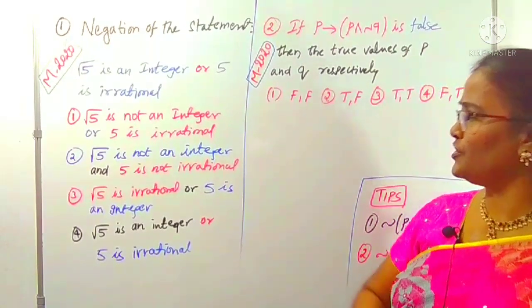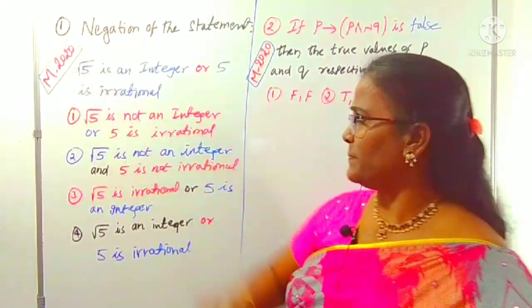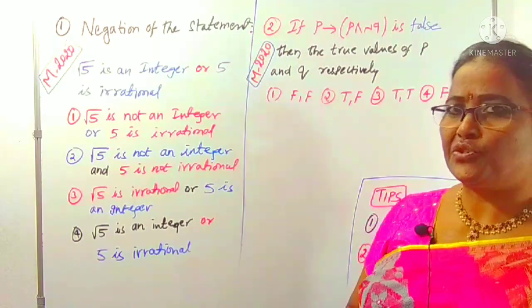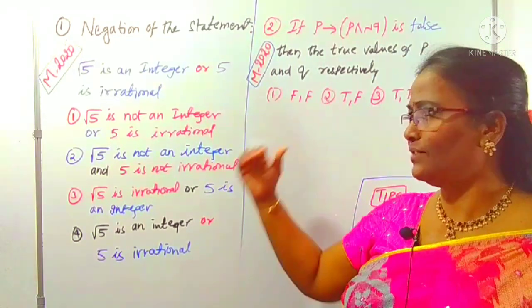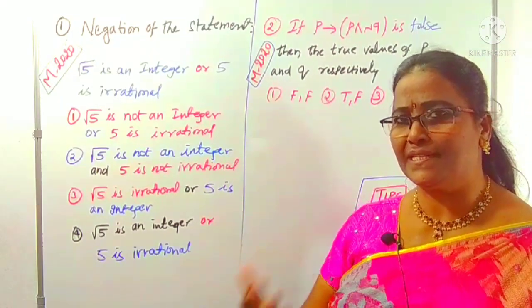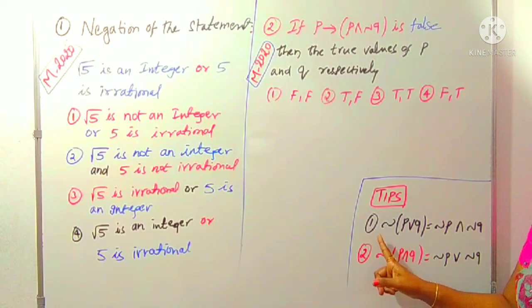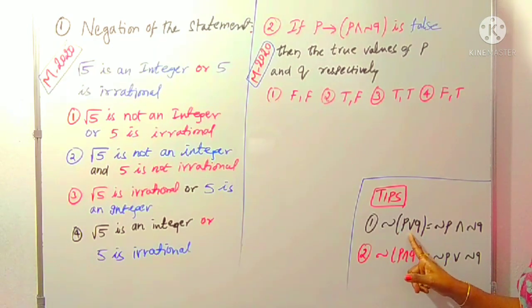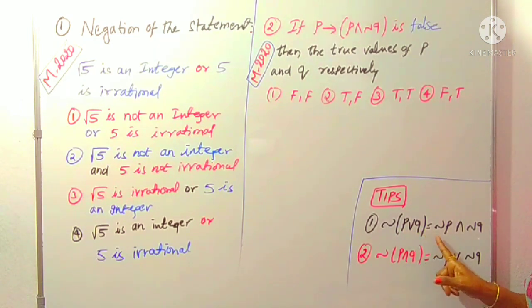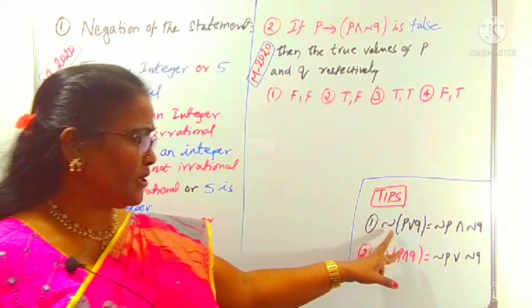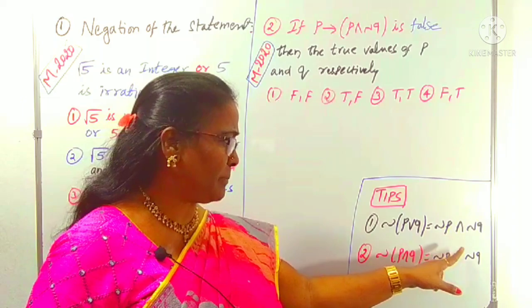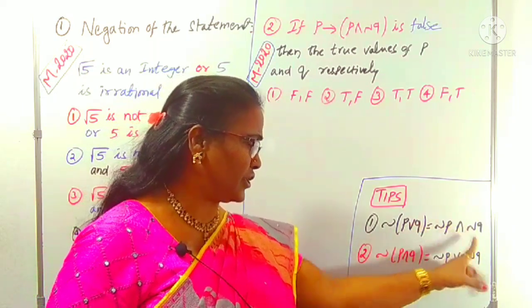Look at the two questions which are given in Mains 2020. Before we start these two questions, we have to know two super tips which are used for these statements. Some more are there, I will discuss them in another video. What are those? The negation of P or Q. You know this symbol clearly. The negation of P or Q implies negation of P, and the OR becomes AND in the case of negation. This is important. Okay, what is this? The negation of P or Q is equal to negation of P, and this OR becomes AND, negation of Q.